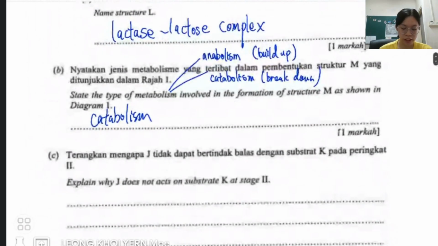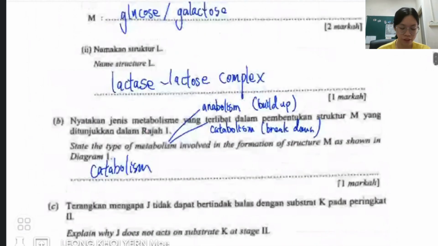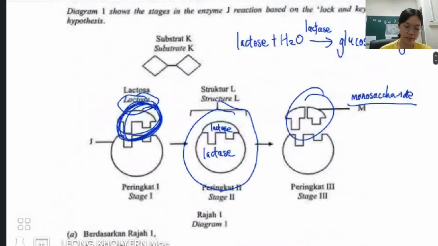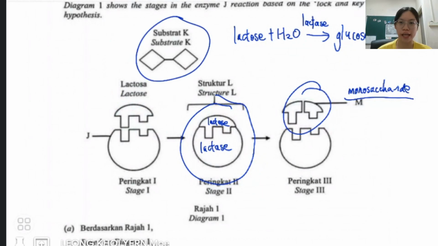Then the next one is actually explain why J does not act on substrate K at stage 2. So can you see the J? Where's the J? Oh yeah, the enzyme, why it cannot act on this K? Why it only acts on this lactose? So basically it's because their shape is not fit together.